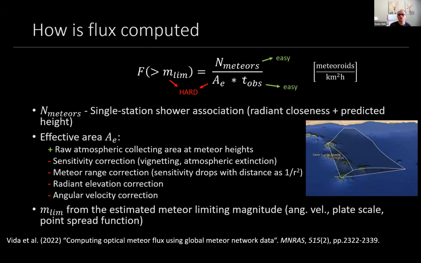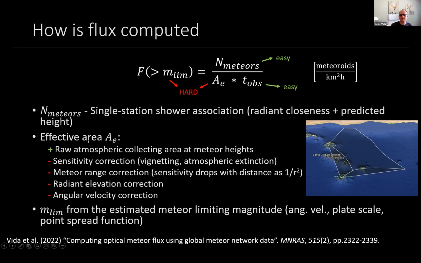There are a few numbers here that are quite easy and we already know. The number of meteors is quite easy. We already have the number of detections that the detector produces. The observing period is easy because I explained how that's done. The two difficult numbers are the limiting mass and the effective collecting area.